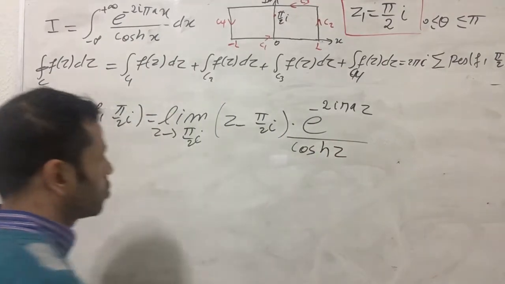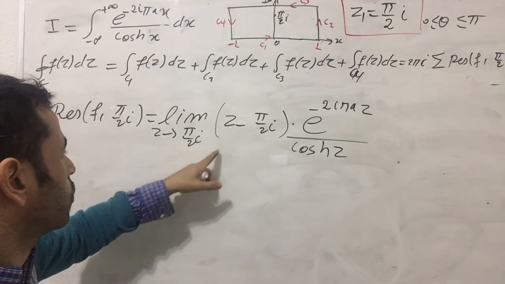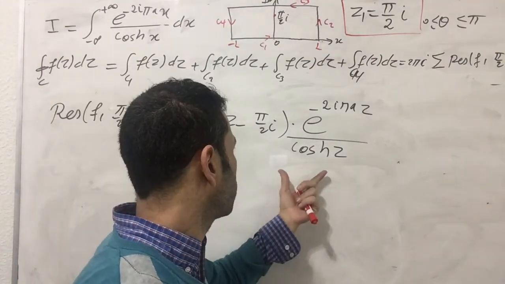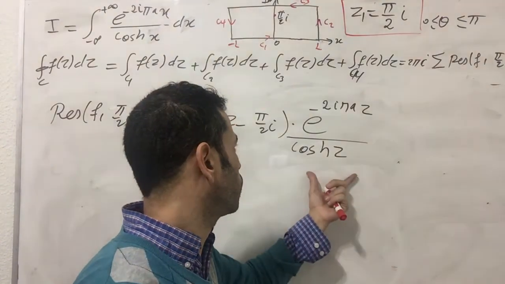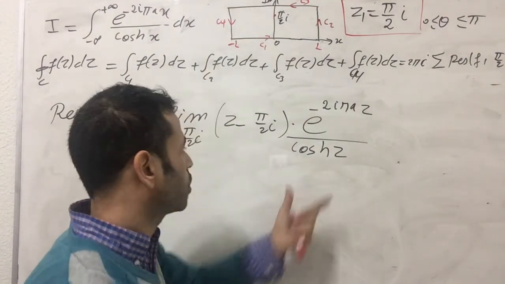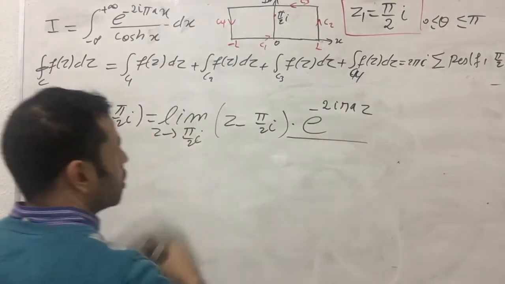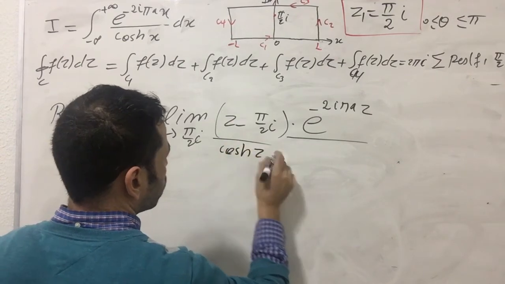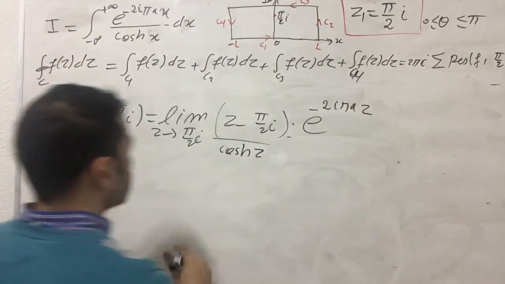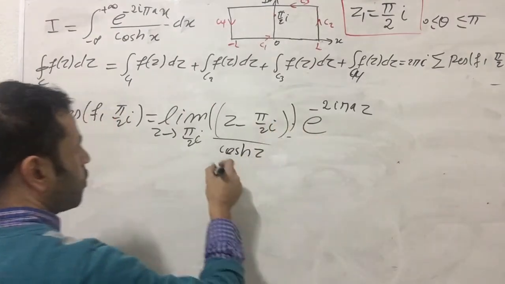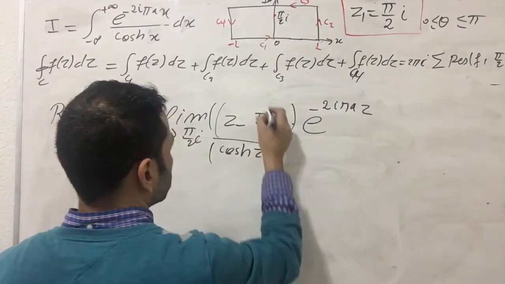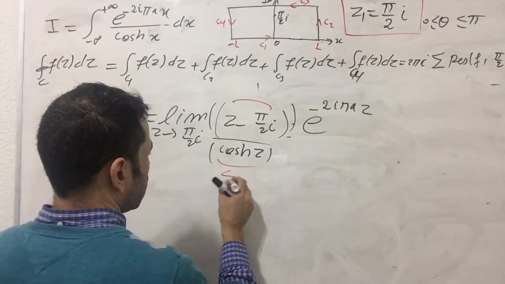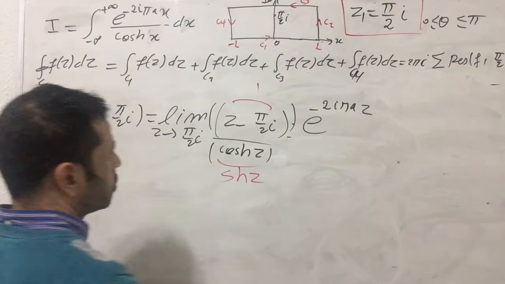Okay, so if you replace z with pi over 2i, it gives you an indeterminate form. Now I'm going to apply L'Hopital's rule in order to evaluate this limit. Before I do that, I'm going to switch these terms. The cosine hyperbolic function of z goes underneath. So applying L'Hopital's rule here, I differentiate this one, giving us 1, and this one gives you sine hyperbolic function z.